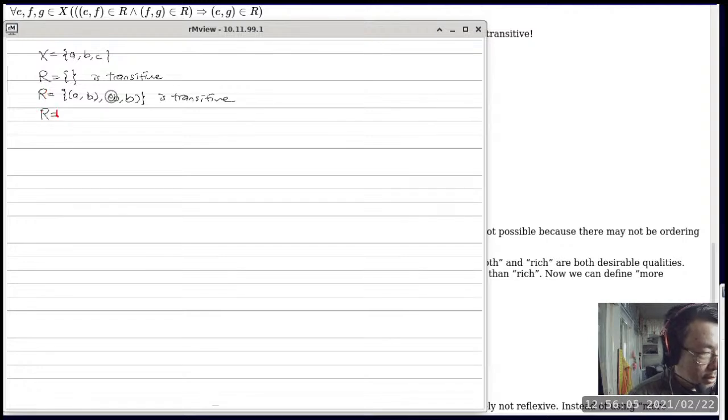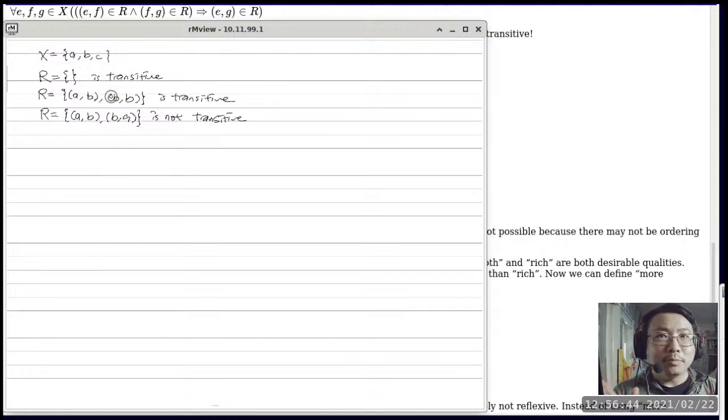Alright, so let's take a look at the third one. This one is tricky. What about this? Is this R transitive? This one is a little bit tricky, but not too tricky. Damon is correct. This is not transitive. Yep. Why is it not transitive?